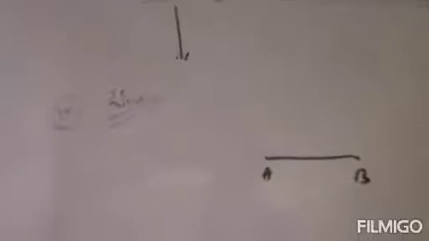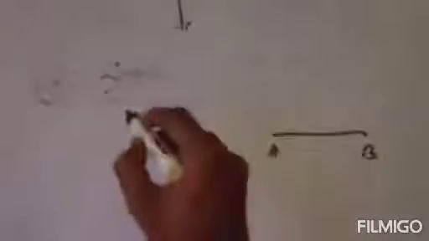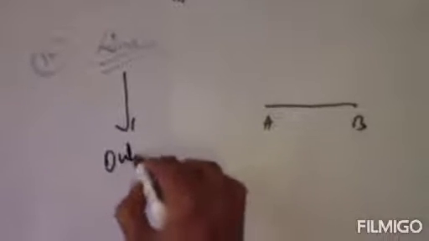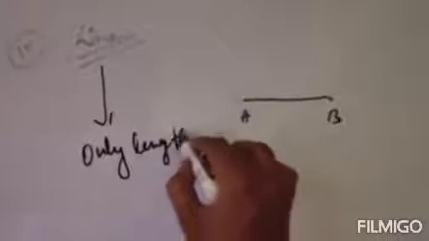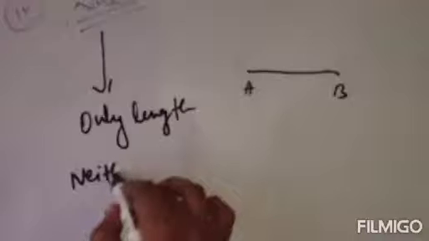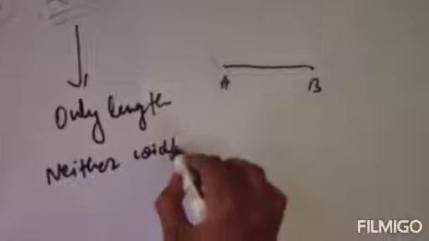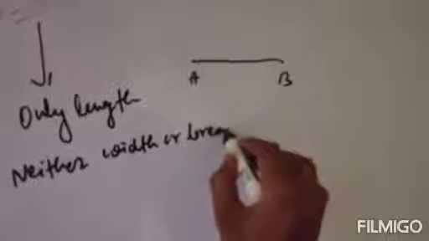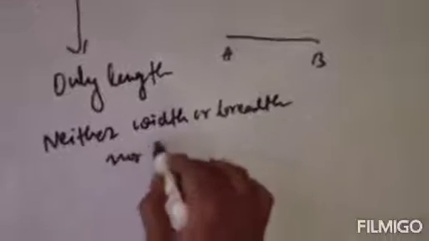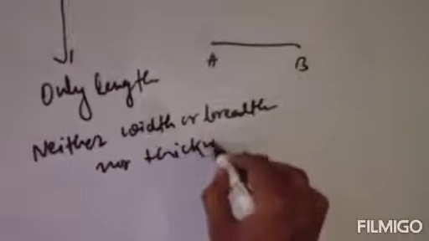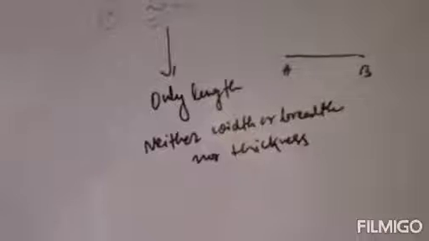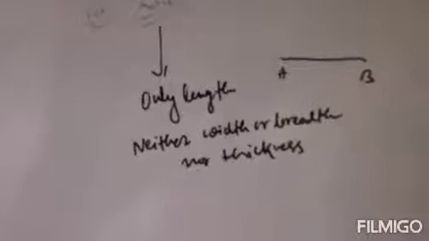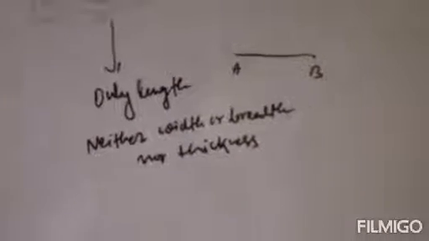Clear? So a line actually has only length. A line has only length. It has neither breadth or width nor thickness. So number 1, line has only length. It has neither width or breadth nor thickness. That means line is a geometrical figure which has only length. It has neither width or breadth nor thickness.